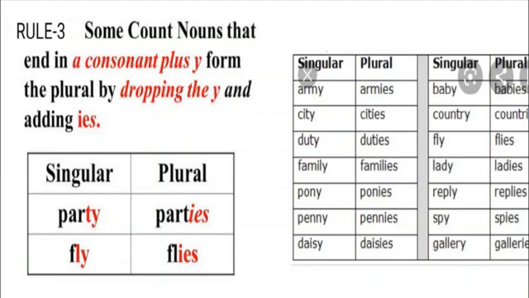For example, party. The word party ends with the letter Y. In order to change it into plural, what do we do? We erase the letter Y and instead of Y, we write IES. This is how it changes into plural. The same thing with fly, flies. Army, armies. City, cities. Duty, duties.